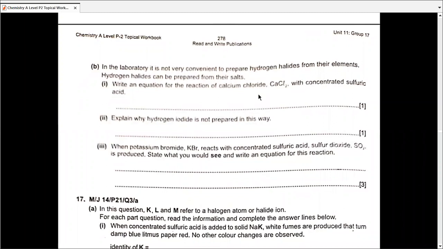So yes, about the answer. Calcium chloride and sulfuric acid would give CaHSO4, and HCl would be one of the products. CaHSO4 twice. HSO4 has a negative charge, calcium is +2, so it must be twice. Yes, you're right. HSO4 is also a complex ion. All right.